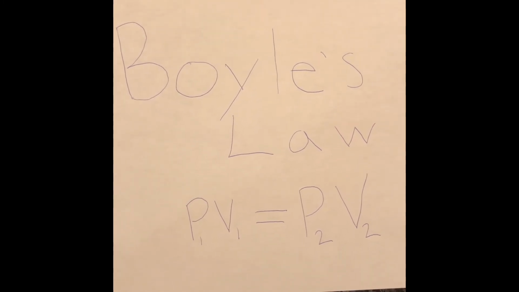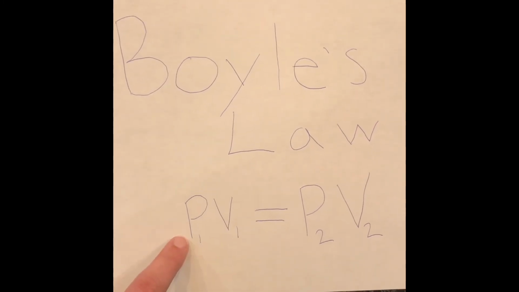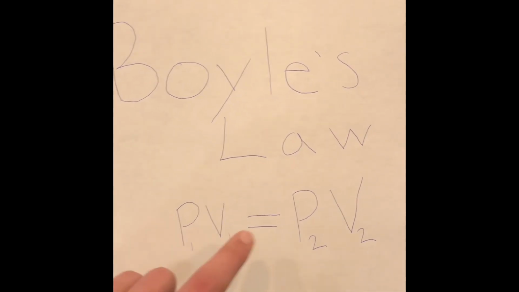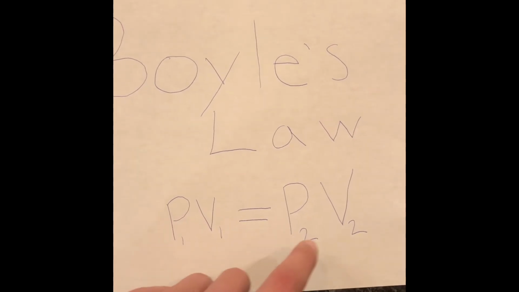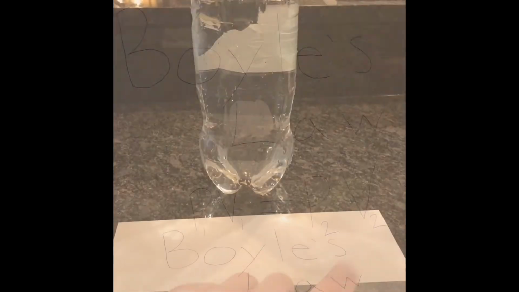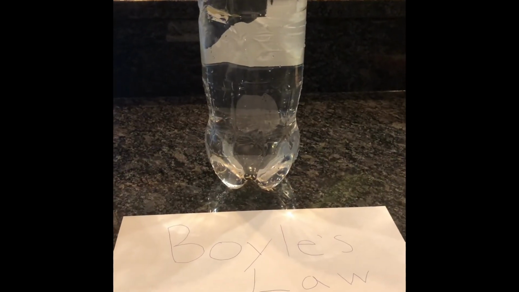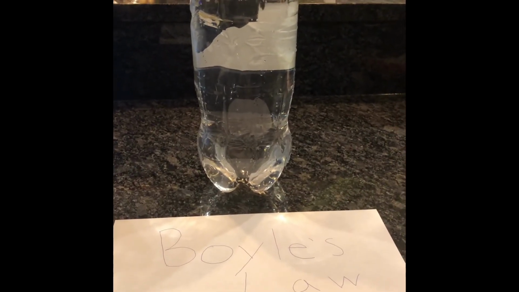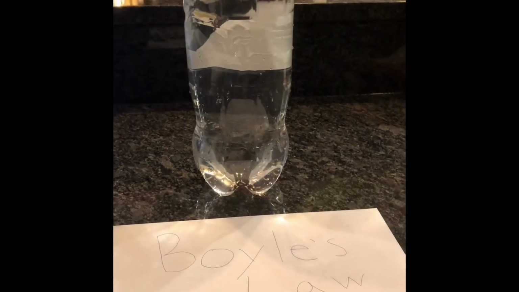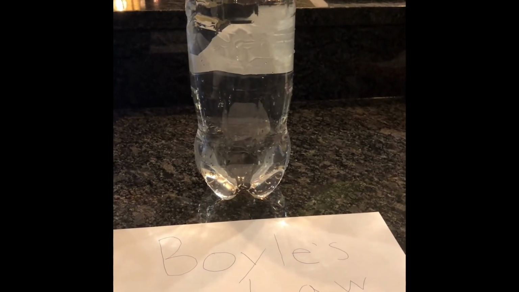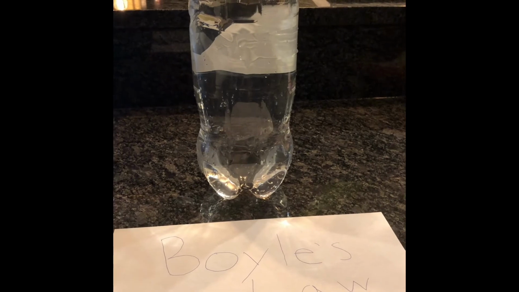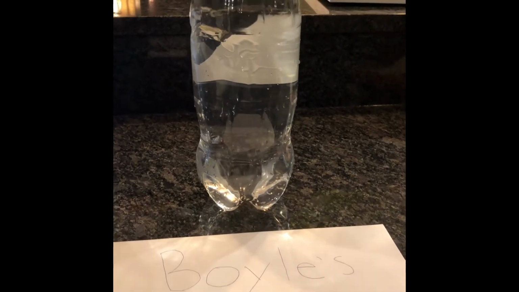The equation for Boyle's law is the initial pressure times the initial volume equals the final pressure times the final volume. The easiest way to show you how Boyle's law deals with this experiment is to compare it to the pipette. Like I said before, Boyle's law has the pressure and the volume inversed. I'll show you what I mean.